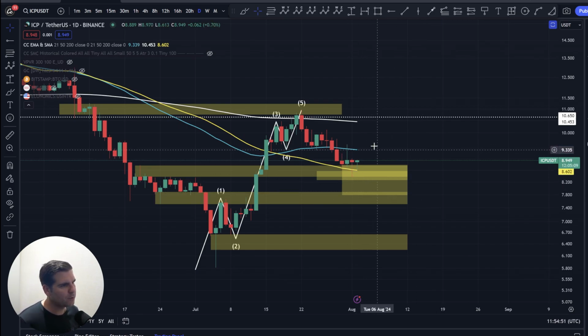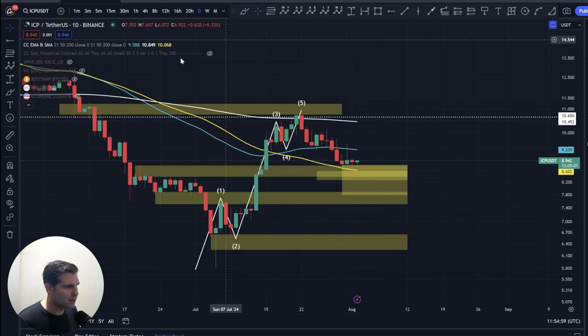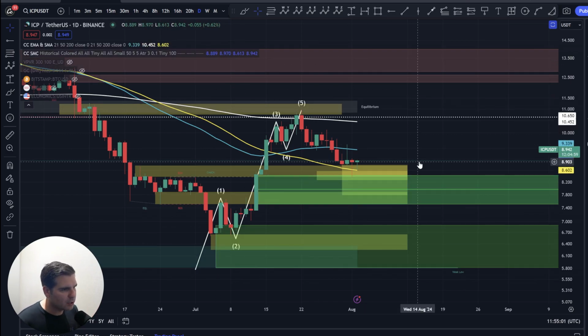We are going to be looking for close positions above the 50 EMA to confirm more of a breakout. Otherwise, we have to expect a bit more of the moves to the downside. If we take a look at it from a smart money concepts point of view, it's no coincidence that there's a fair value gap down here, right in that lower range of $7.50 as well.